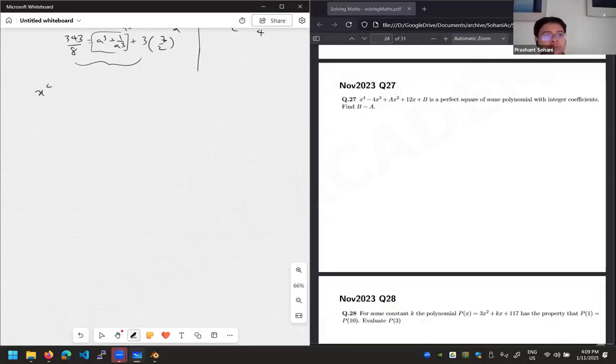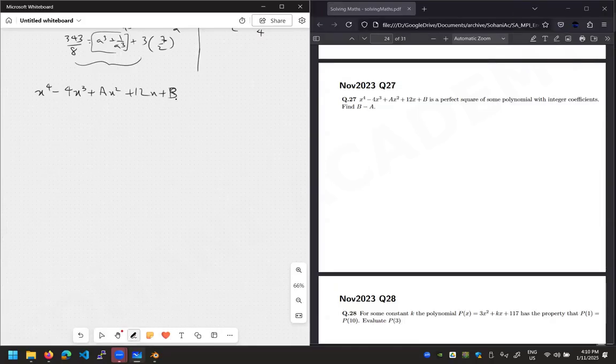Question 27. What is given is some expression, and what they have told is that this is the perfect square of some polynomial. So can somebody suggest how we can proceed?